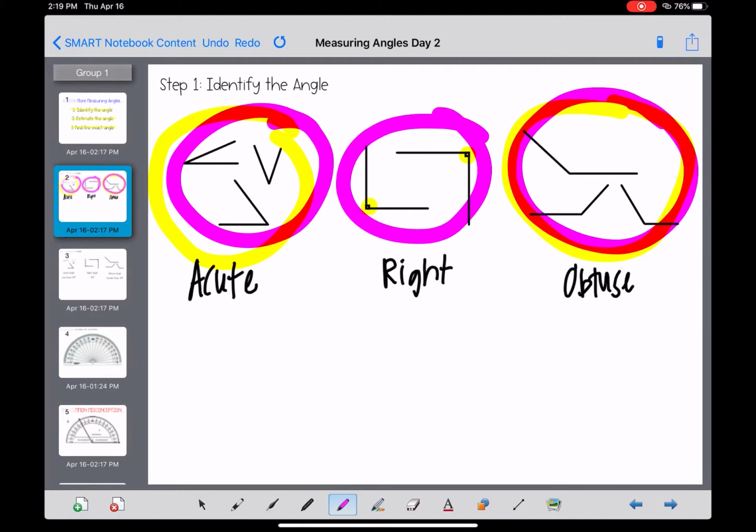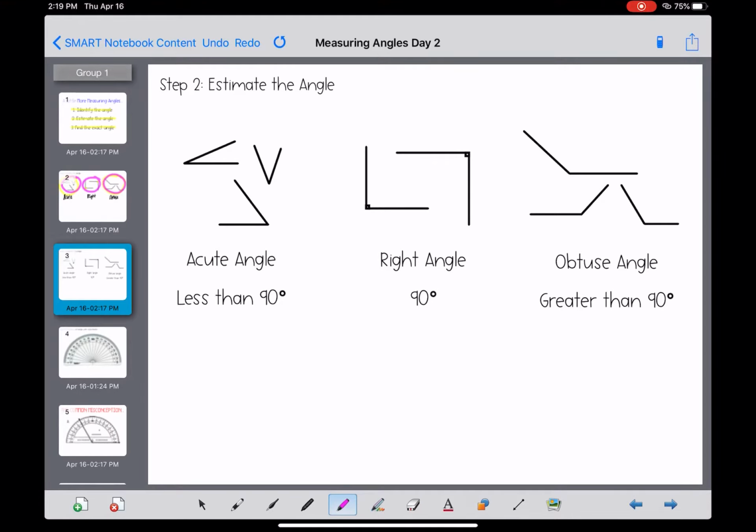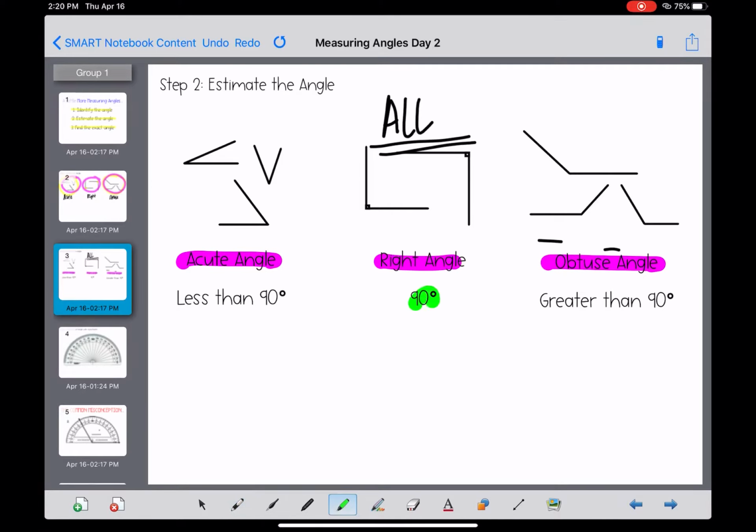The next step is we have to be able to estimate in what general number range our angles are going to measure. So we are going to look at those 3 angle types: acute, right, and obtuse. And these are rules that will be true for every acute, every right, and every obtuse angle. Let's actually start with right. All right angles have an exact measure of 90 degrees. If it is a right angle, you automatically know that it measures 90 degrees. You don't even need a protractor to figure that out because all right angles are 90 degrees.